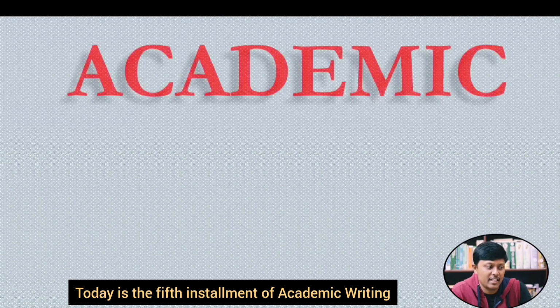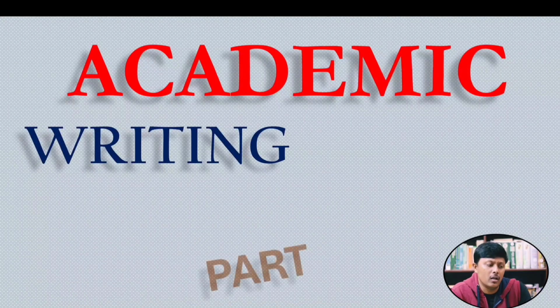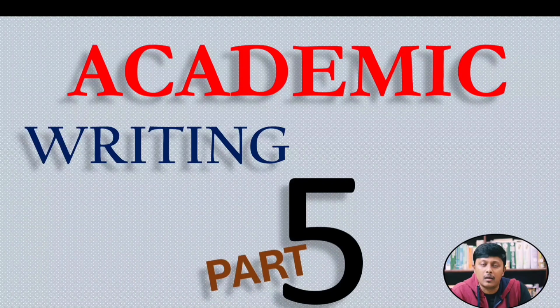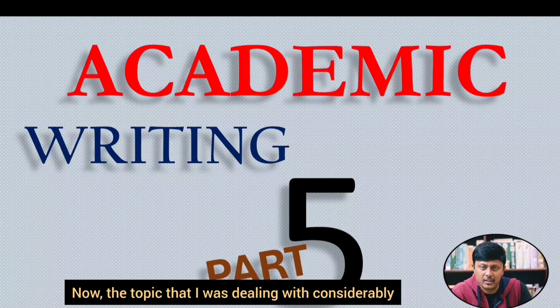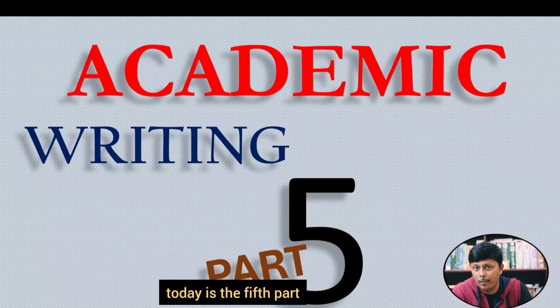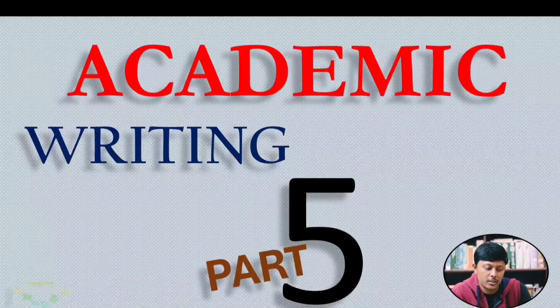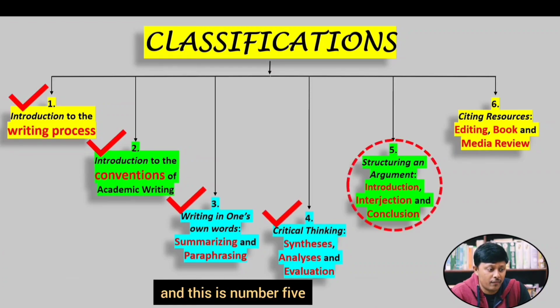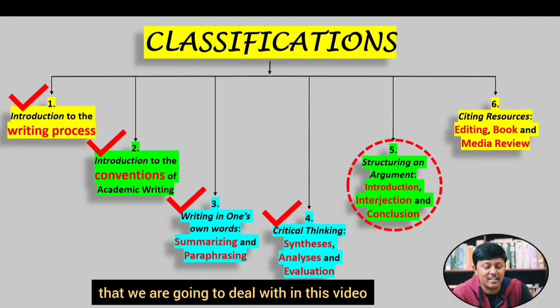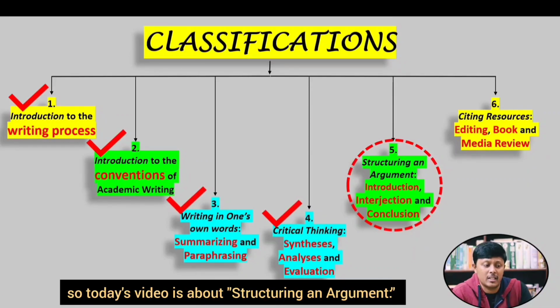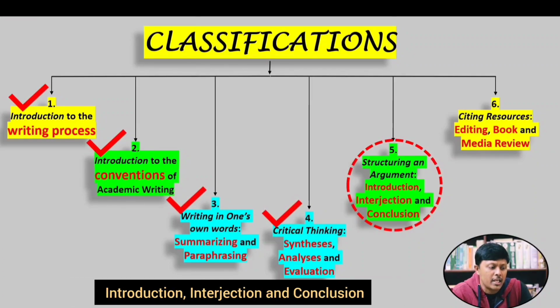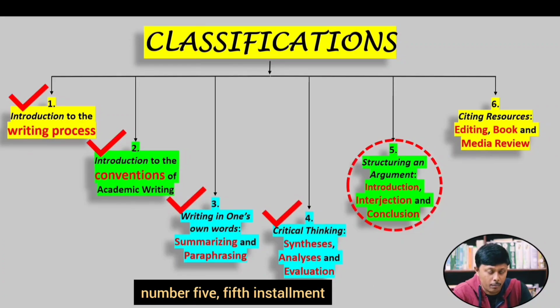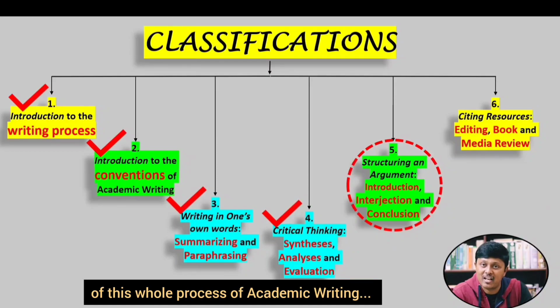Today is the fifth installment of academic writing. This is part 5, the topic that I was dealing with considerably. Today is the fifth part, and only one remains. So, we are going to the classifications where you can see these four parts have already been done, and this is number 5 that we are going to deal with in this video. So today's video is about structuring an argument: introduction, interjection, and conclusion. Number 5, the fifth installment of this whole process of academic writing.